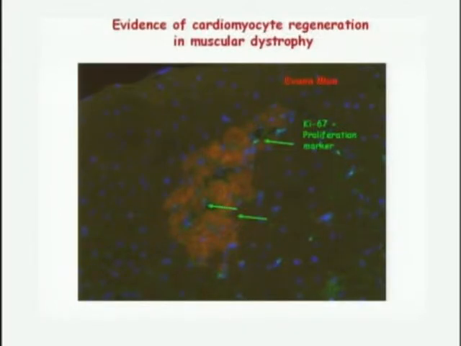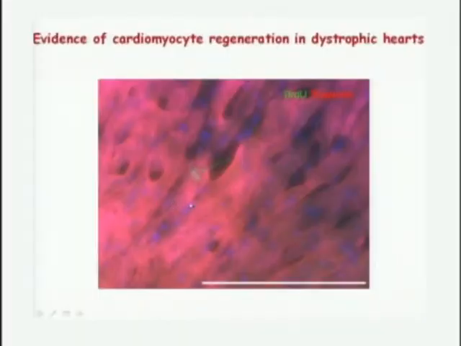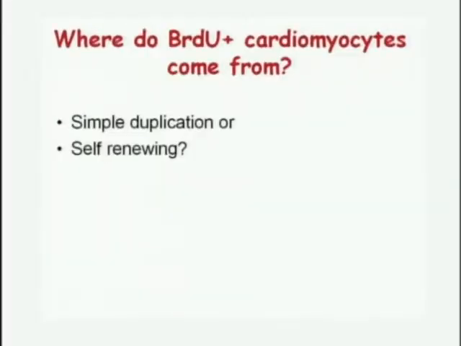So we stained with a proliferation marker, Ki67, which is a nuclear protein expressed only by dividing cells. What we noticed is that there were proliferating cells near the damaged cardiomyocytes. And if we do BrdU labeling, we also find that there are BrdU positive cardiomyocytes that stain troponin T positive in these hearts, whereas in wild-type hearts from normal mice, there's no BrdU labeling. This is one of these cases where there is a troponin positive cardiomyocyte that is BrdU positive. So that tells us that there are proliferating cardiomyocytes in the heart of mice with muscular dystrophy, but we still don't know if they're produced by simple duplication or cell renewal. That's research that's going on in my lab right now.